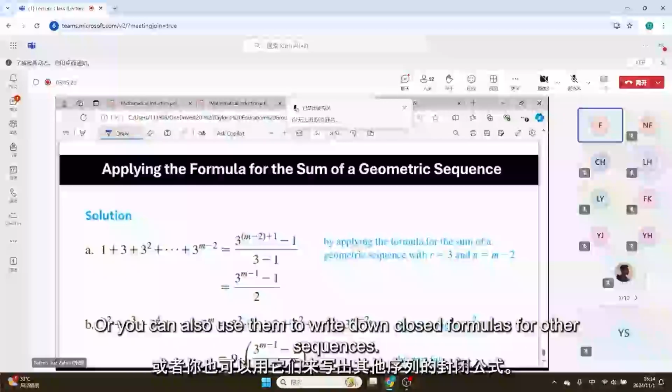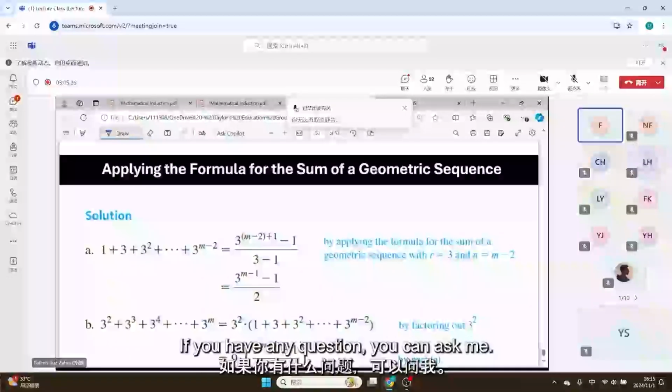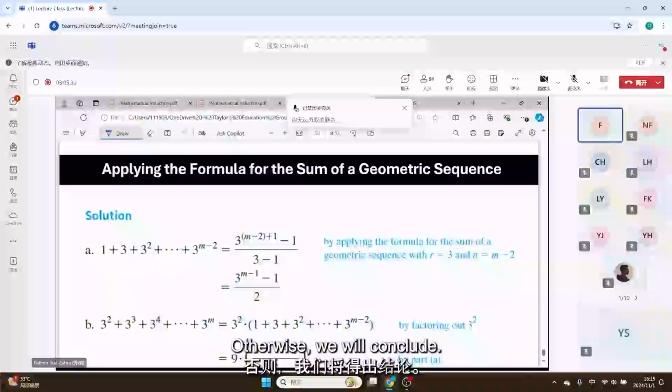Okay. And then you can also use these formulas to evaluate some other sequences given to you, or you can also use them to write down closed formulas for other sequences. So that is what we have covered in today's lecture. If you have any question, you can ask me. Otherwise, we will conclude.